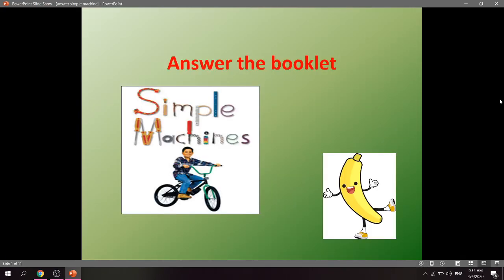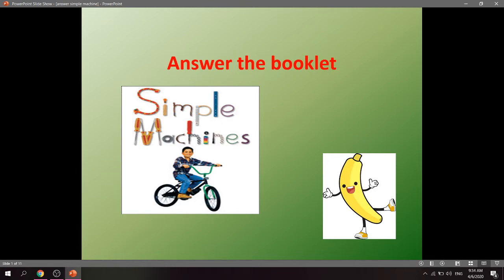How are you all? So today we will take our last, it's not a lesson, so we will be answering the booklet. I need you all to get your booklet beside you, and we will start to answer the questions together. So before I start to answer the questions, we need to refresh our memory. We need to remember all the elements of this story.